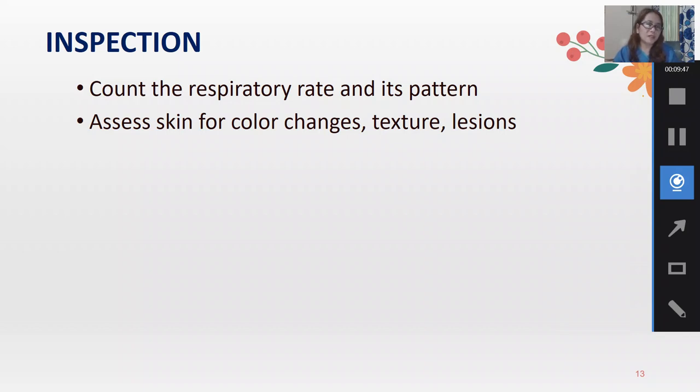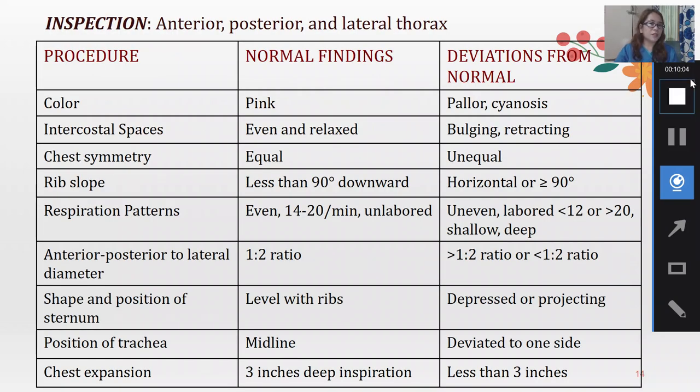You count the respiratory and its pattern. So how is it? Respiratory rate, ilan ang kanyang respiratory rate? May difficulty of breathing ba in client? Assess the color for changes, the texture, and is there a presence of lesions. Yun yung ginagawa natin for inspection.